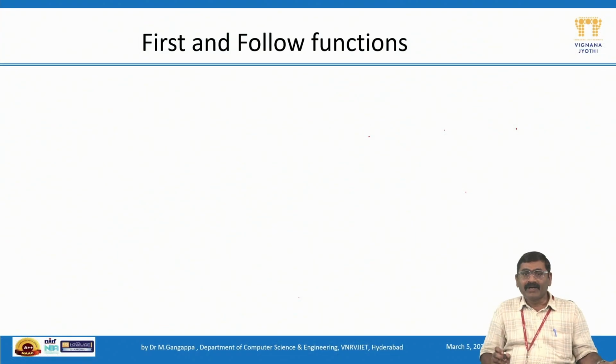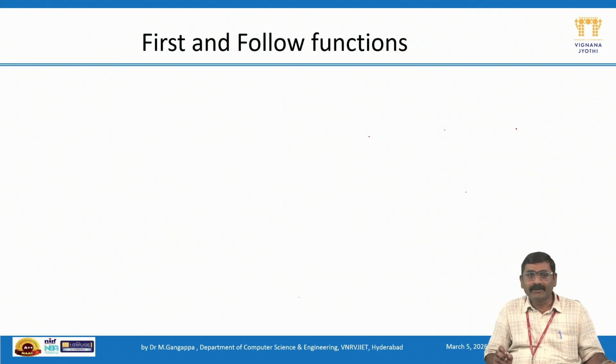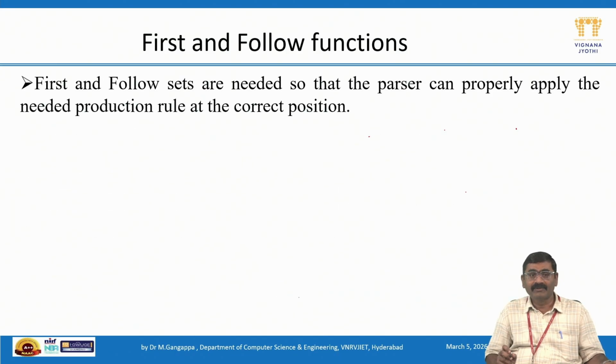So, first function and follow function. First and follow functions are functions that are used to find the terminal symbols that are required to verify the terminal in the sentence. Right? So first and follow functions give us a set of terminal symbols. First function gives us the first terminal symbol in the grammar, and follow function gives us the terminal symbol that follows the non-terminal. So let us see one by one. First and follow functions are required so that the parser can parse properly and apply the needed production rule at the correct position. This is one of the concepts, right?